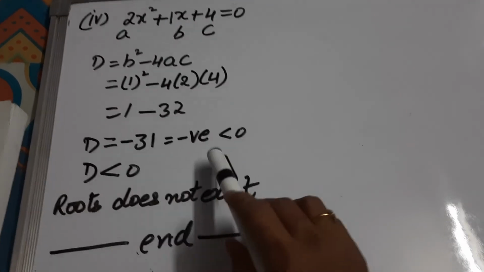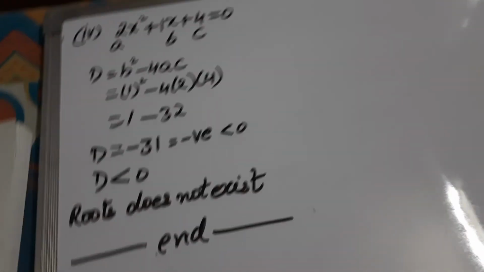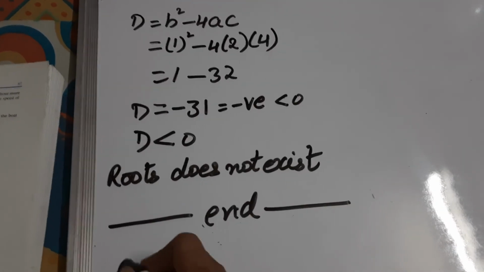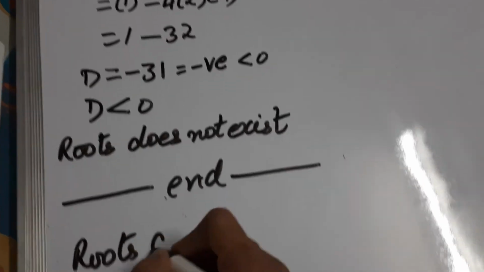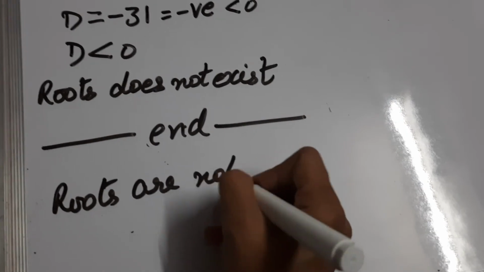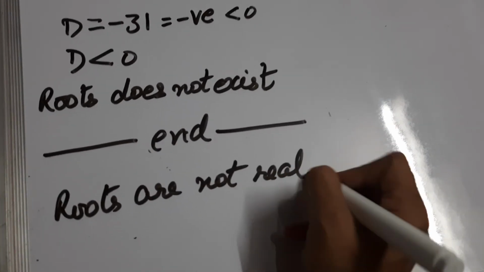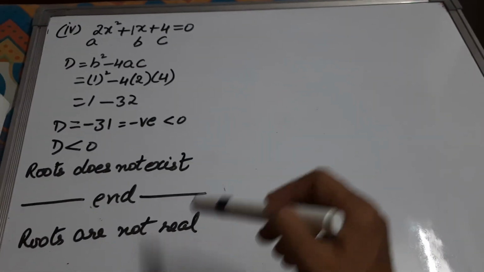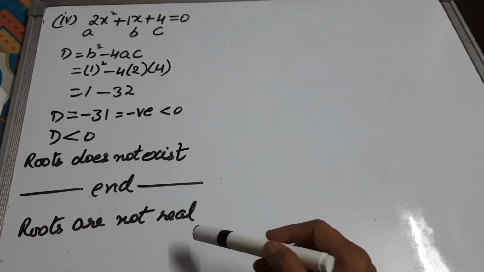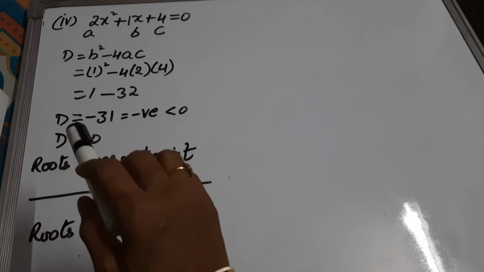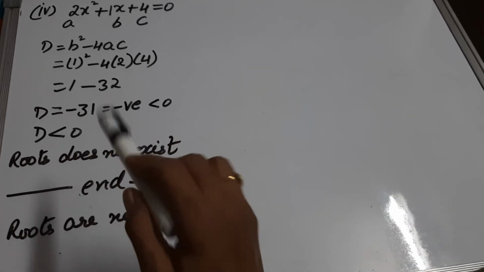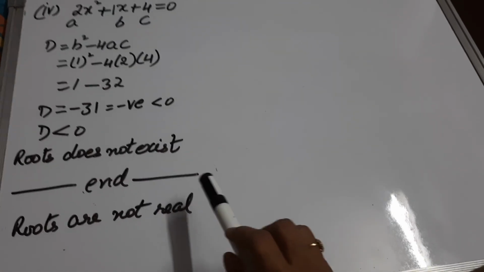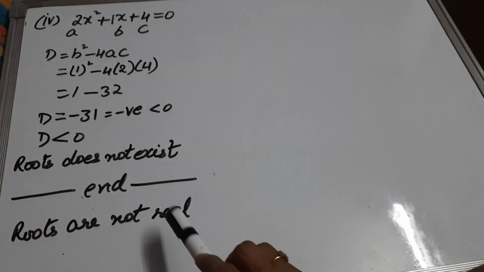And what is the nature of the roots? If we have to answer the nature of the roots, we will answer that roots are not real, or non-real, we can write. So we are not going to apply the quadratic formula for this part because the discriminant is negative, which is less than 0, that means roots do not exist. So we will leave the question here only.